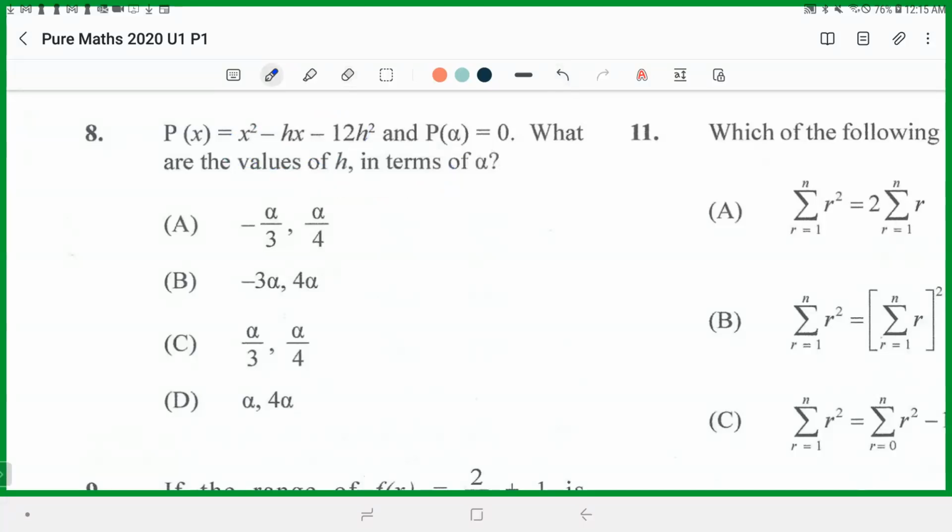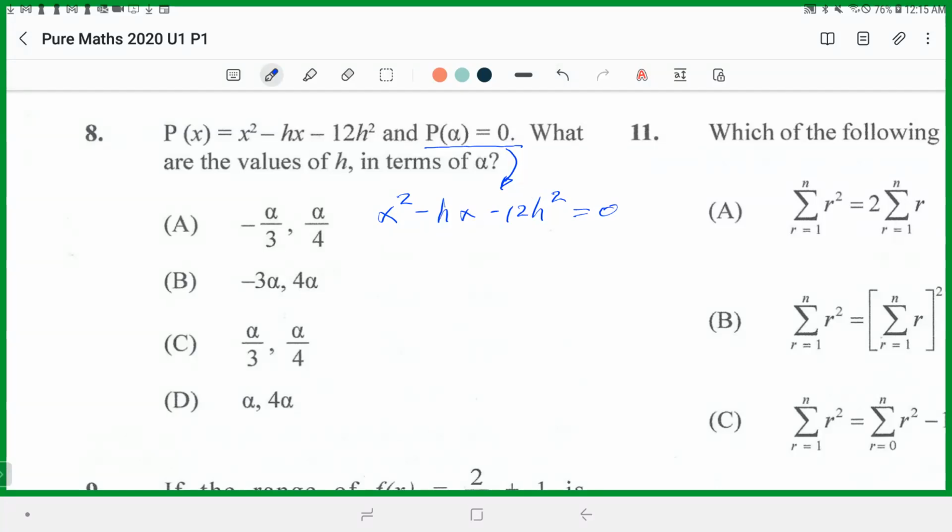So based on that, this becomes alpha squared minus h alpha minus 12h squared equals 0. The thing about it now is that we're trying to find h, in terms of alpha. So we're solving for h. If you look at the equation with h as the variable we're trying to find, it's really a quadratic. So I'm going to solve for h and treat it as a quadratic in h.